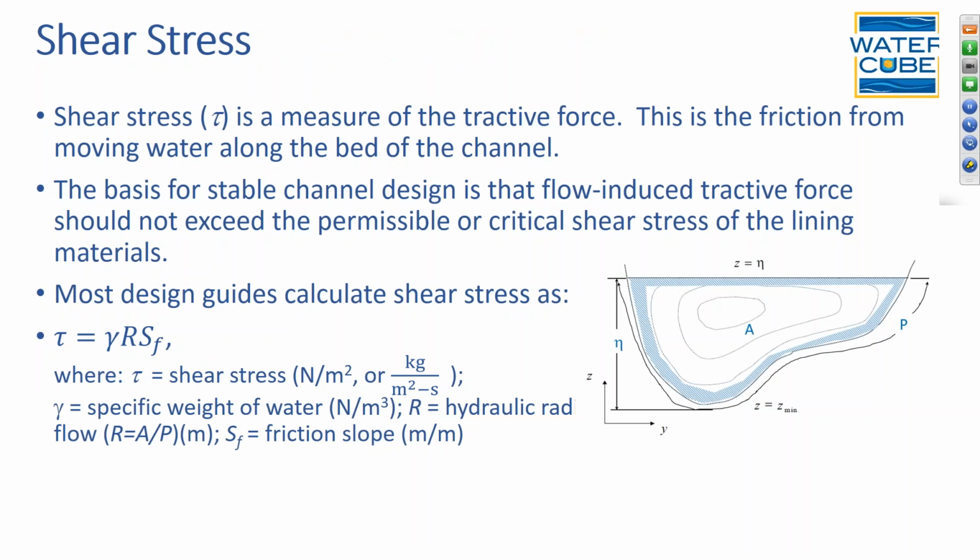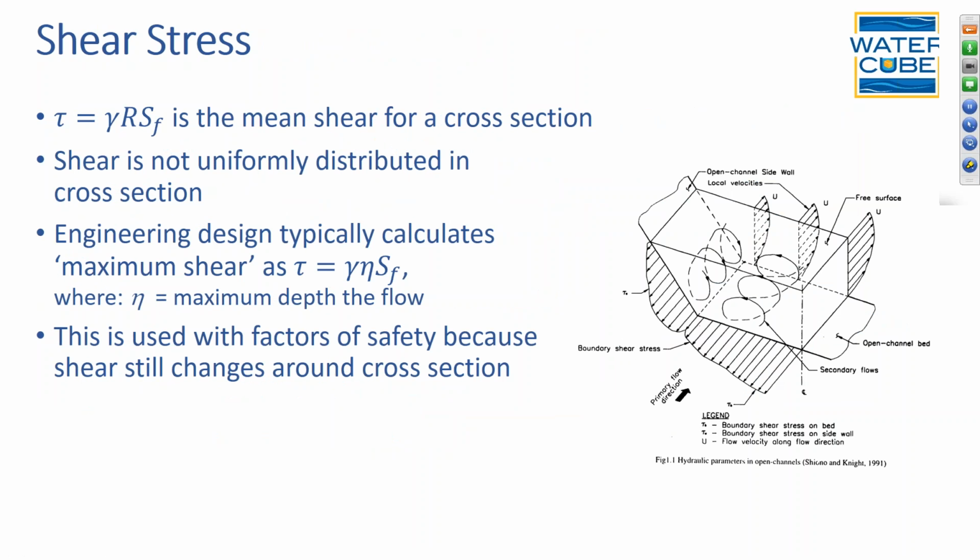So I teach this all the time in my undergraduate courses. When we're designing a channel or looking at sediment transport, shear stress is our big measure. This is what moves the sediment from the stream bed. And so when we're doing this, and I've got the equations here, we calculate a reach-wise average shear stress based on the geometry of the channel, the specific weight of the water, and then the slope of the flow of the water. And so this shear we calculate is the mean in the cross-section.